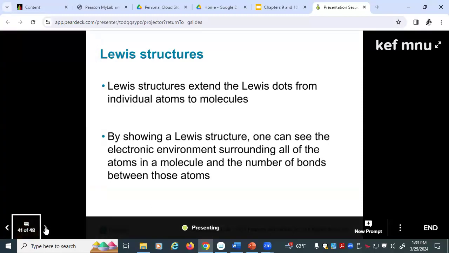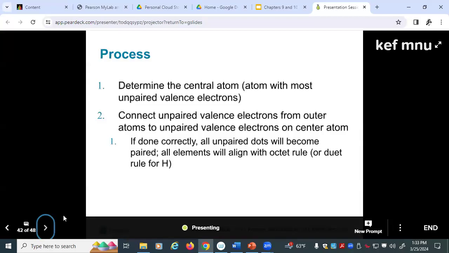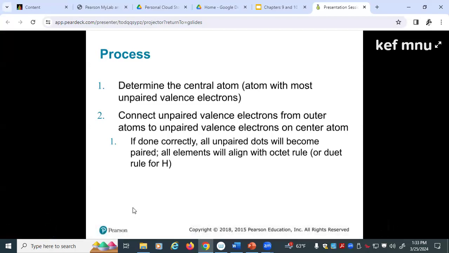To answer that question, we're going to have to follow a process. And the process here is relatively simple. There are two steps in this process. The first step is I need to figure out what atom is going in the middle of my molecule. We call that the center atom.